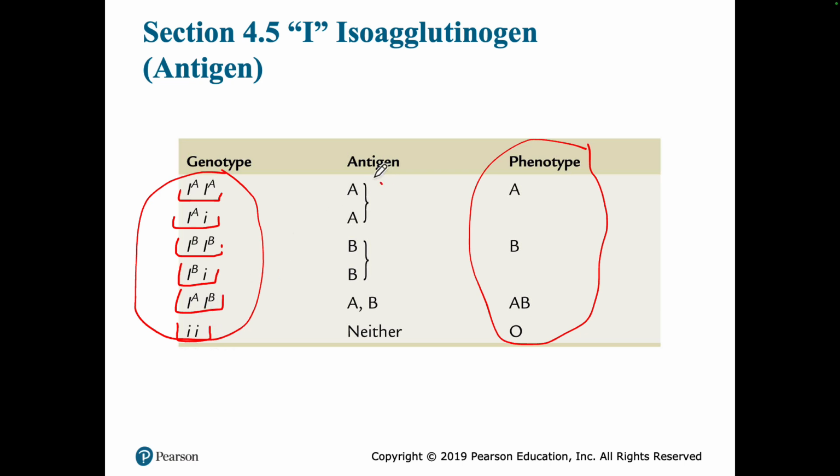And so as long as you've got two A's or an A and an O, your blood type will be type A. If you have two B's or a B and an O, your blood type is B. If you have AB, you have AB. And if you don't have anything, you don't have anything.